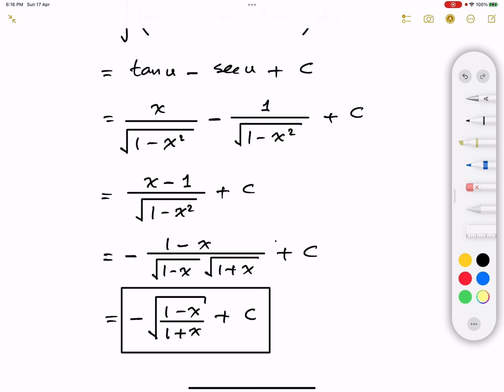I will put it in a box and highlight it, of course, in yellow, and that's it.